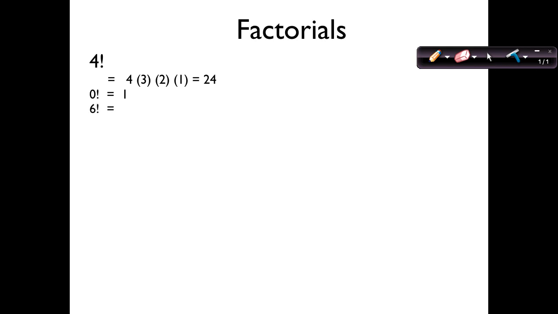So what's 6 factorial? We start with 6, and you multiply down, and you always multiply down until you get to 1. 6 times 5 times 4 times 3 times 2 times 1. And that's 720. 6 factorial is 720.